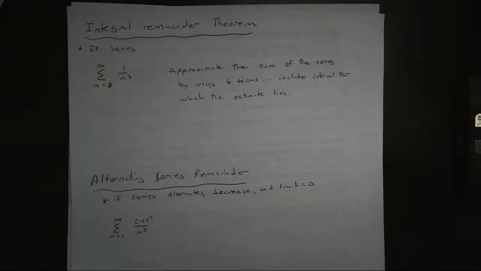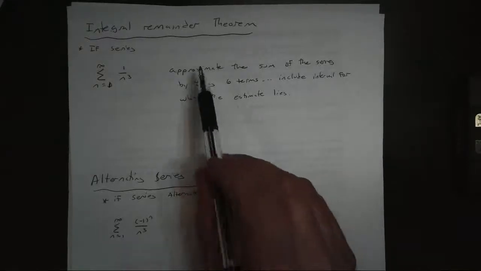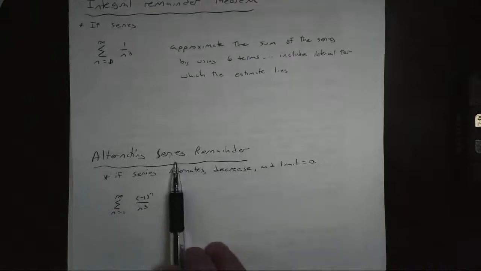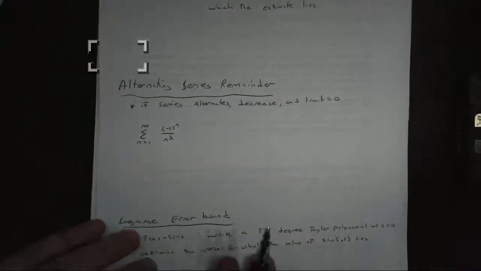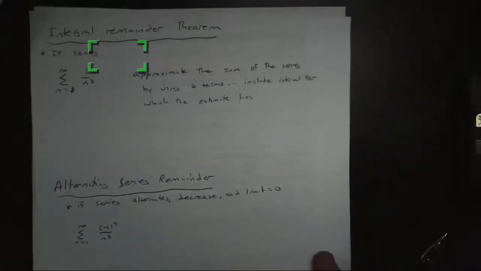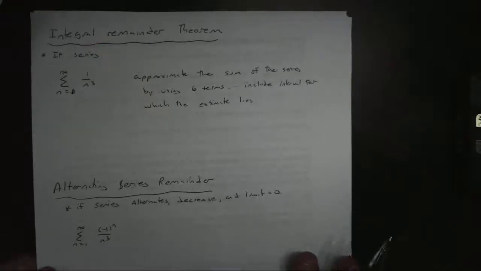Alright, let's take a look at three brothers. You have the integral remainder, alternating series remainder, and way down here you have Lagrange error bound. Now they all find one thing, error, the ability to determine just how accurate a series can be. So what I would like to do right now is just take a look at the differences between them.